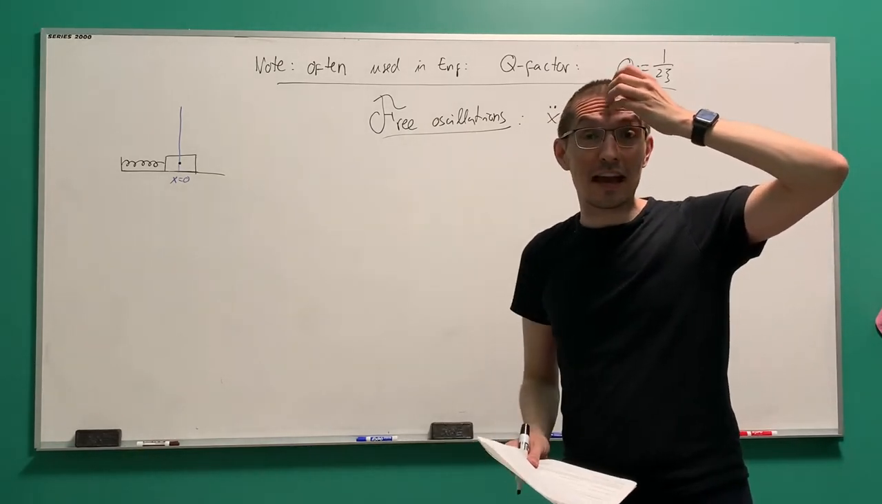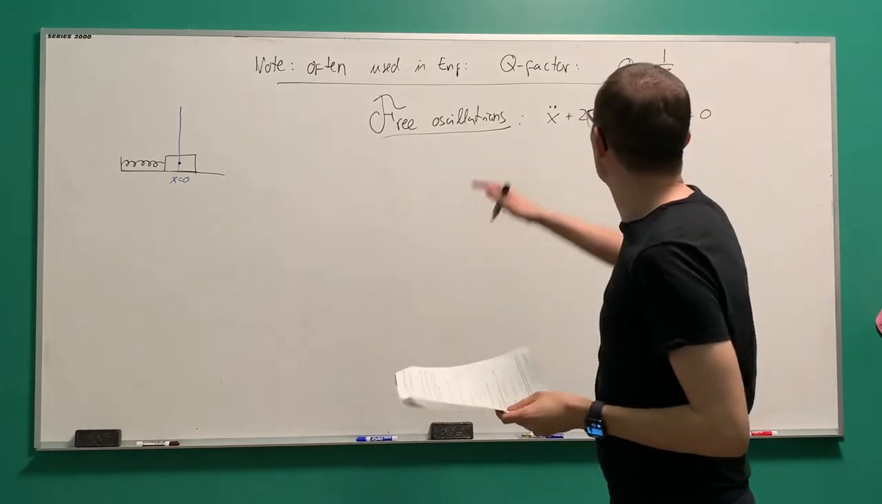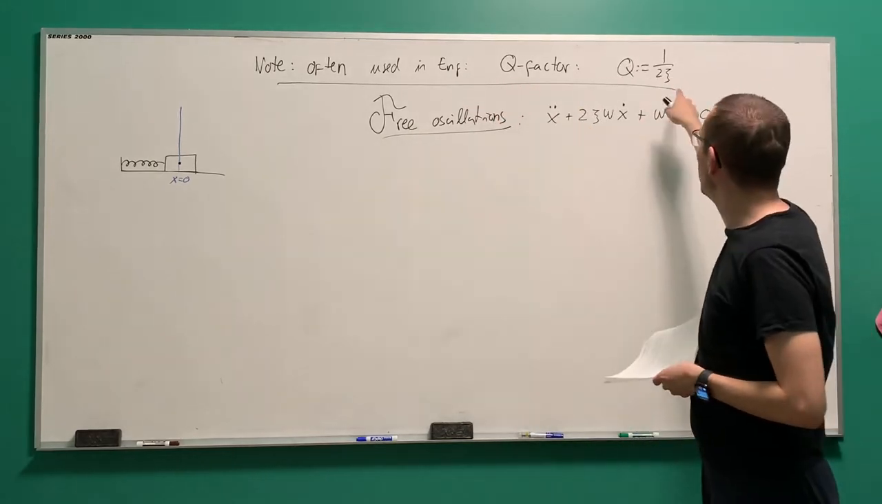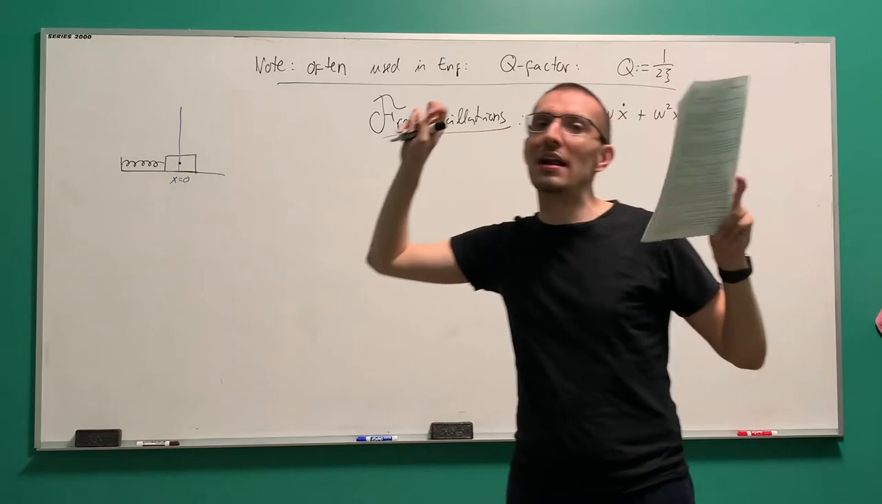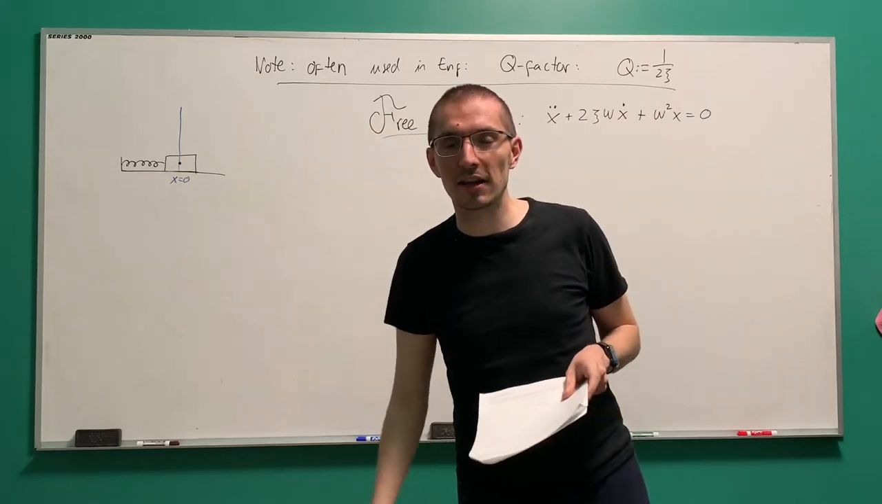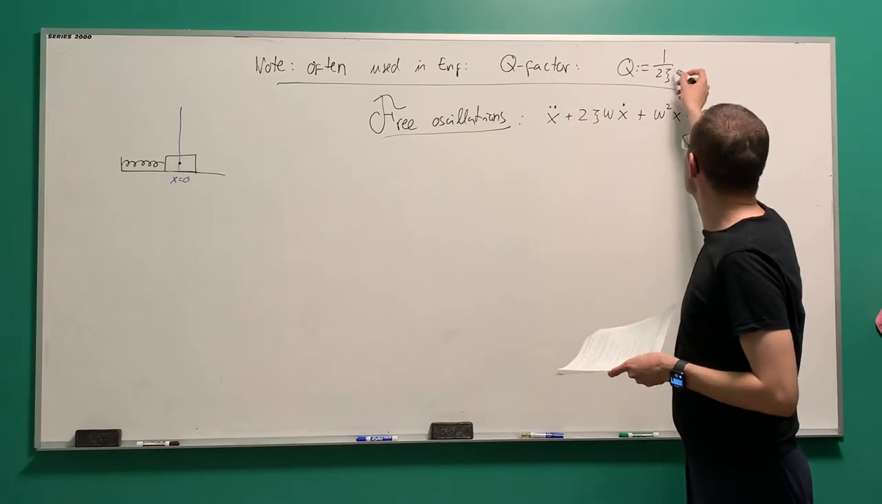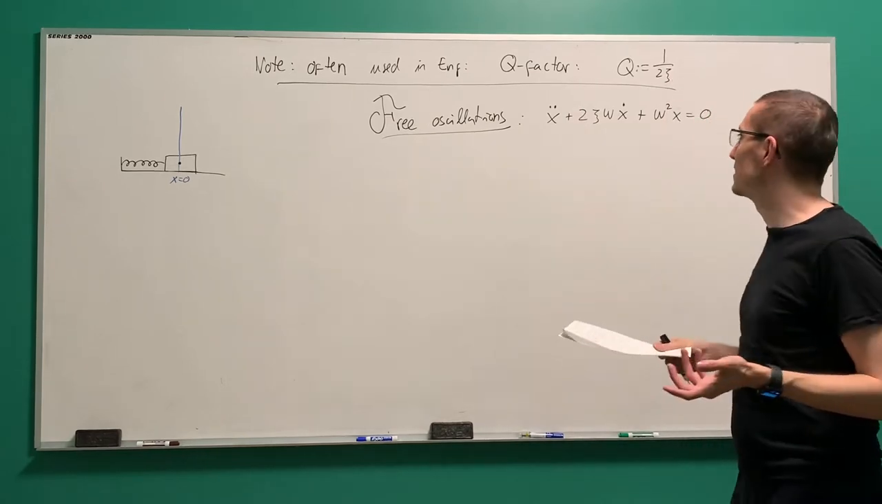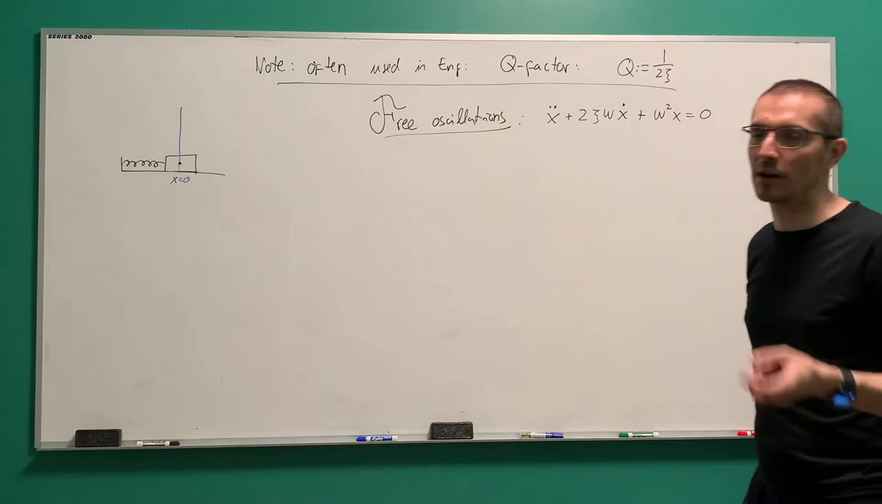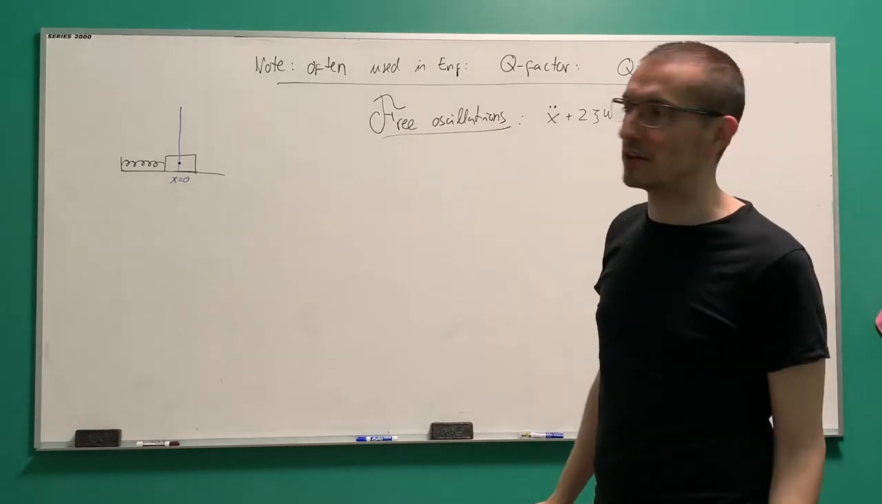Often in engineering, and sometimes in physics, instead of the damping ratio, which is psi, what is used is the quality factor of the oscillator, also called the Q factor. That is just 1/(2 psi), where psi is the damping ratio. Okay, so they're related one to one. Giving you the Q factor gives you the damping ratio.